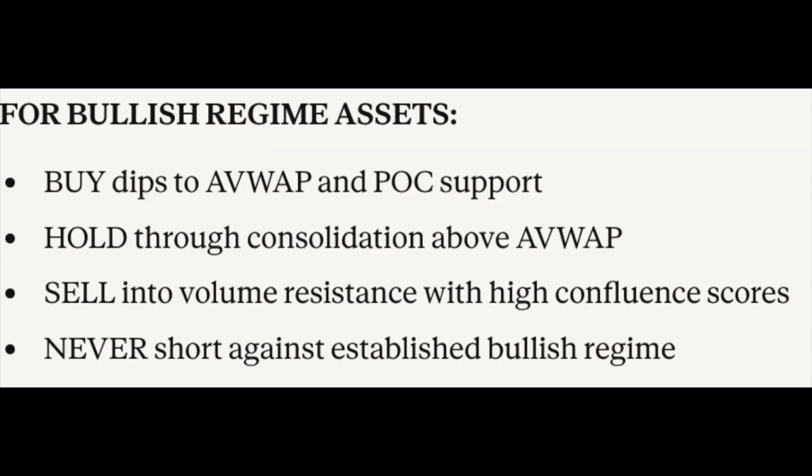So here's your systematic approach going forward. I want you to screenshot this and put it on your trading desk. For bullish regime assets, buy dips to AVAP and POC support. Hold through consolidation above AVAP. Sell into volume resistance with high confidence scores. Never sell short against established bullish regimes.